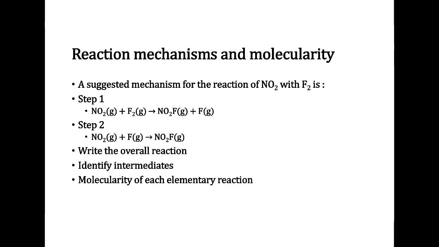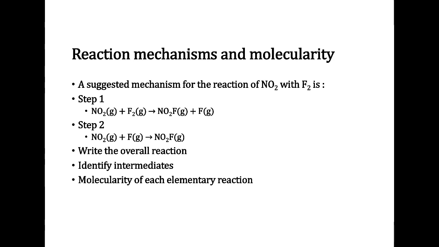So, what can this molecularity do for us? We can actually start to predict reaction mechanisms from this. So let's go ahead and start out with this example. A suggested mechanism for the reaction of NO2 with F2 is the following. So we have NO2 colliding with F2 to form NO2F plus F. That's step 1, and step 2 is NO2 plus F goes on to form NO2F. Let's write the overall reaction.